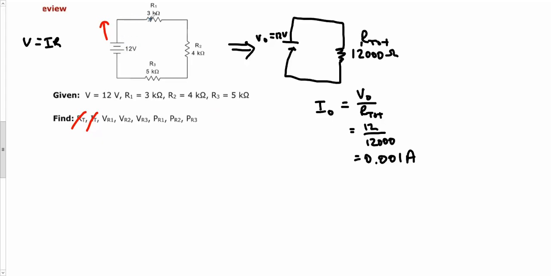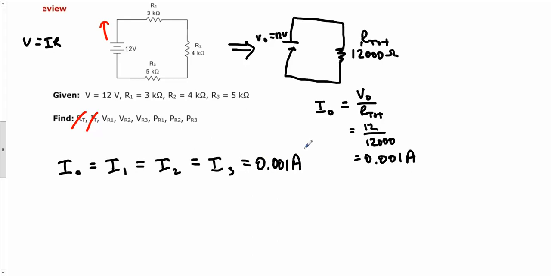The next thing that I might solve for is using the car rule. There's only one path here. The current here has got to be equal to the current here, and here, and here, and here, because there's only one path. There's no splits. There's no other roads to take. So the next thing I might write here is I0 is going to be equal to the current that goes through R1, which would be equal to the current that goes through R2, which would be equal to the current that goes through R3. And all of those would be the same value, 0.001 amps.